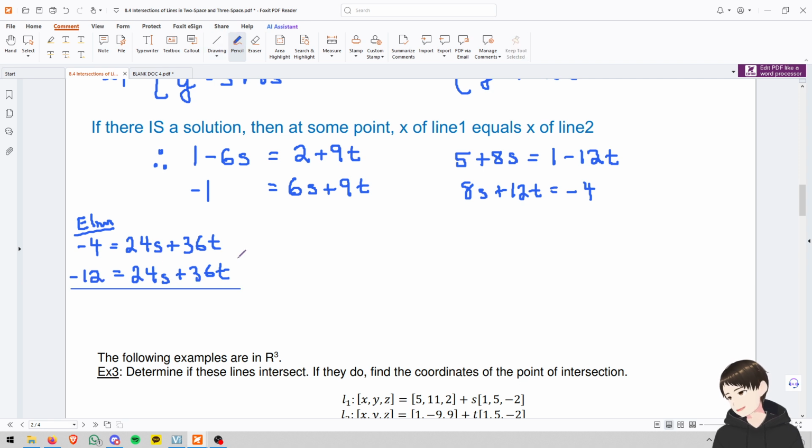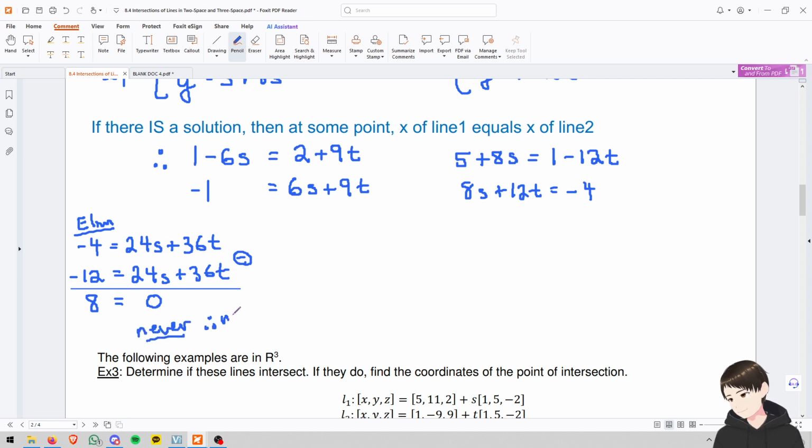Since the variables are the same, I'm going to subtract top to bottom. -4 minus -12 is 8. Then we've got 0s plus 0t. So in what world will you have 8 equals 0? Right? Nothing. Never.